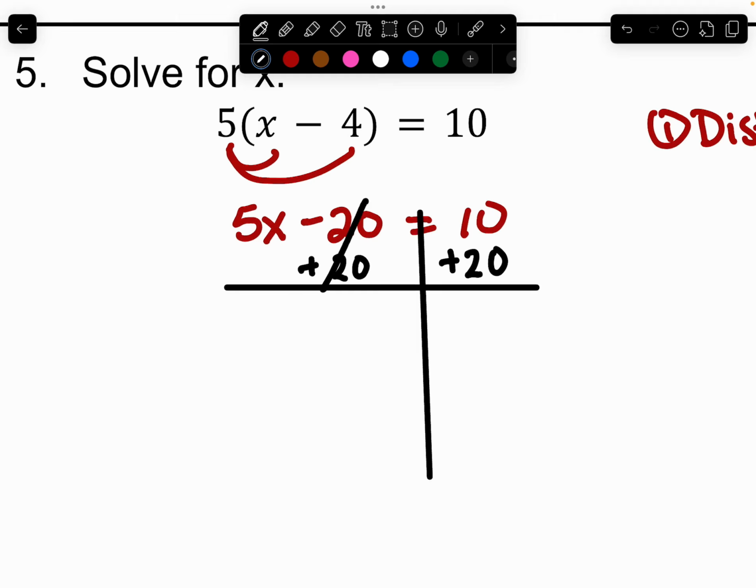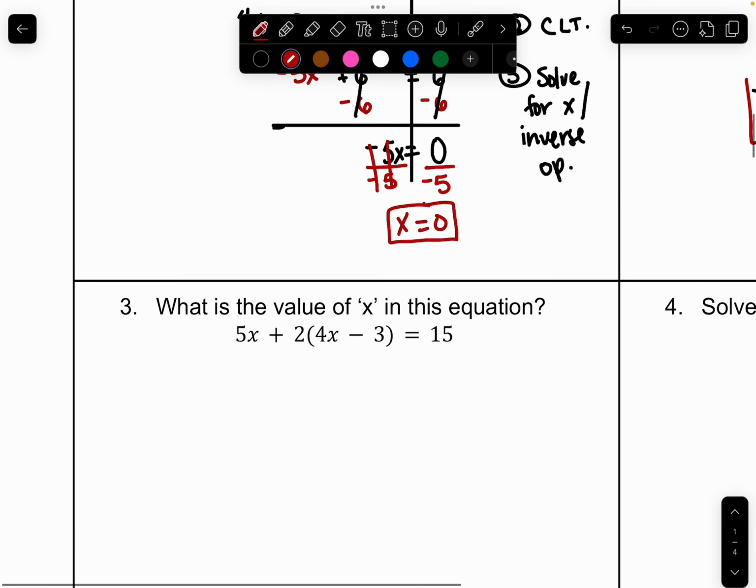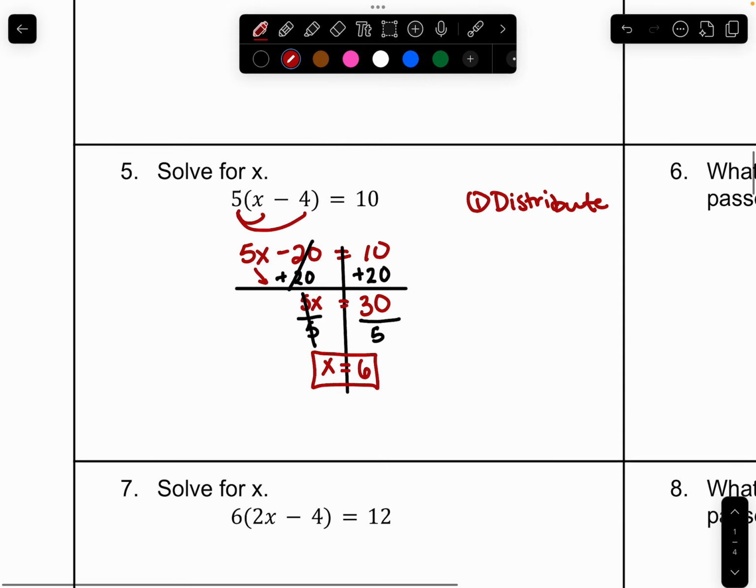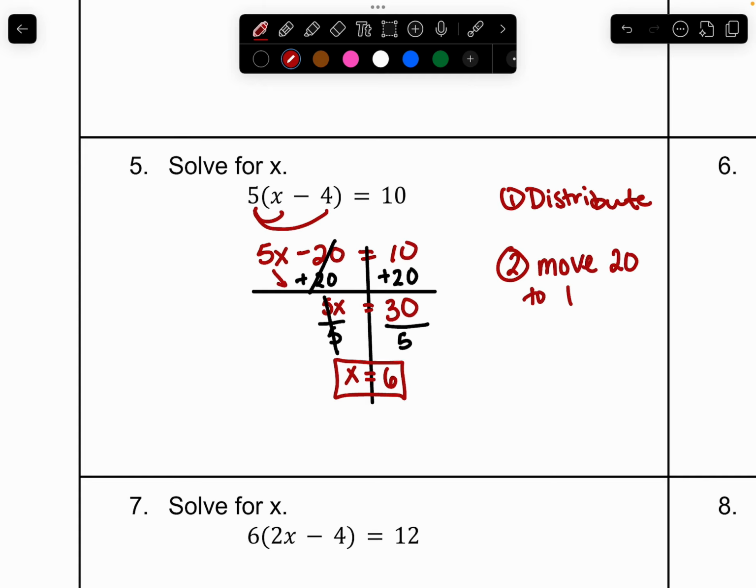Okay, then you just bring down the 5x equals 30. We're going to divide by 5 because it's next to the x. So we get x equals 6. If you guys mastered this first one right here, this one will be just the same. Second step was to move 20 to the right side, and then third step is divide by 5.